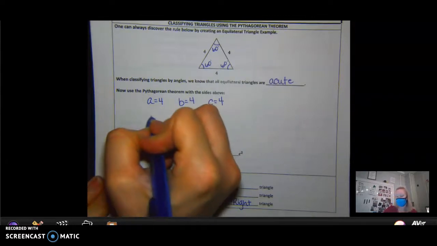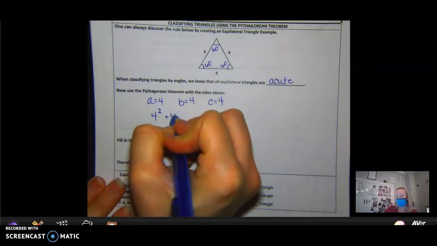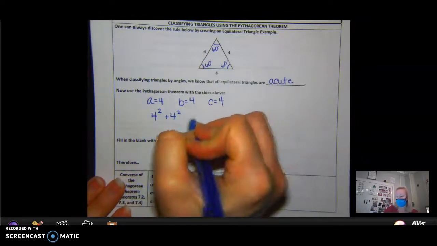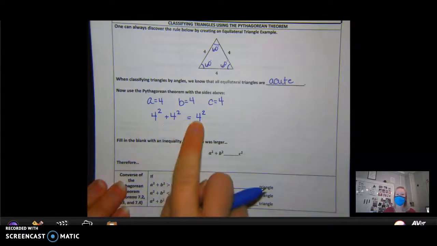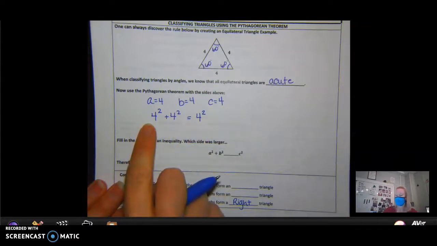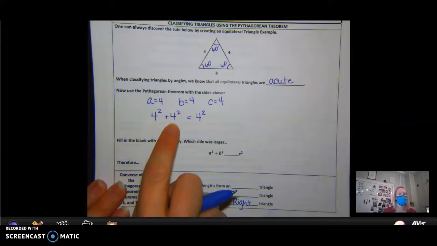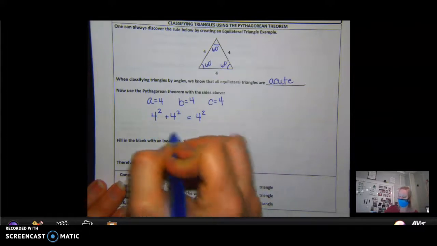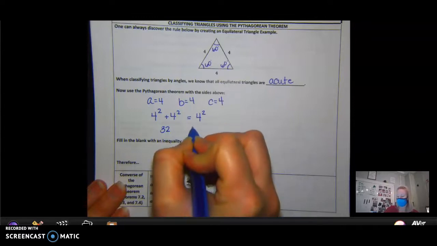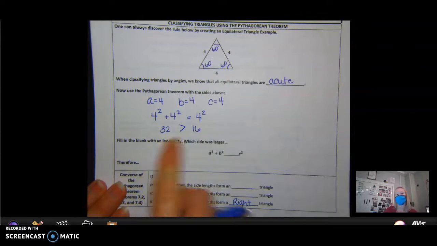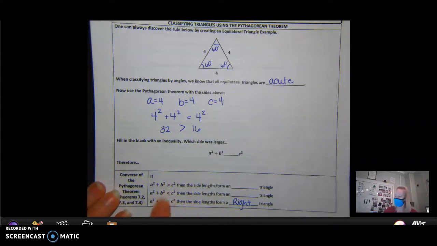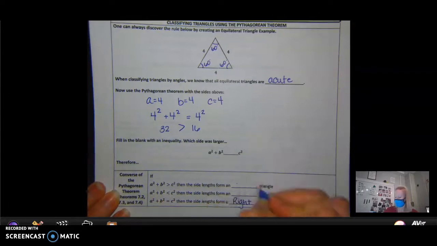So 4 squared plus 4 squared, I'm just going to put equal right now, compared to c squared. So a squared plus b squared is what compared to c squared? What is 4 squared? 16. So 16 plus 16 is how much? 32. And what's 4 squared? 16. Which one's bigger? 32. So if a squared plus b squared is bigger than c squared, what kind of triangle is it? It's acute. So come down here. If a squared plus b squared is larger than c squared, then the side lengths form an acute triangle.